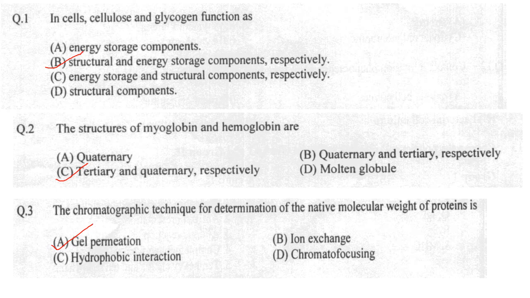Next one. The chromatographic technique for determination of the native molecular weight of a protein is: option A, gel permeation; B, ion exchange; C, hydrophobic interaction; D, chromatofocusing. It's a direct question and the answer is option A, gel permeation chromatography.